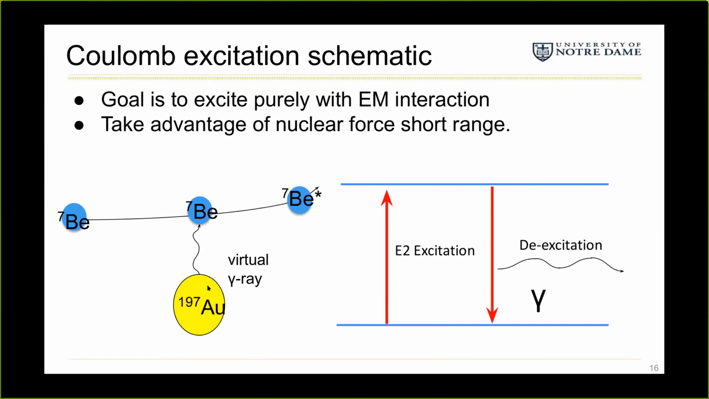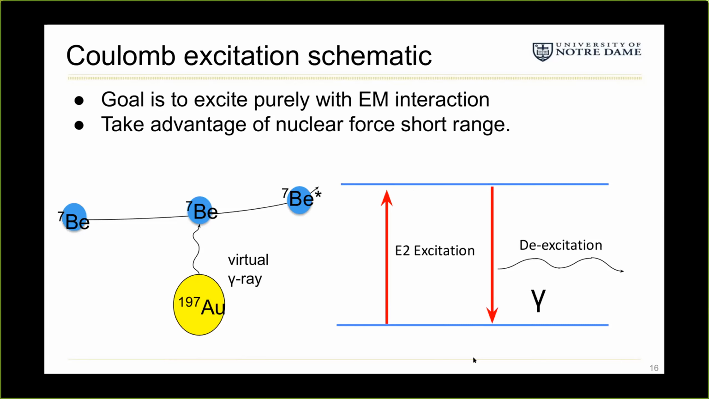Gold has a high Z number, so it has a high electric field that comes off of it. And there's some probability that the gold will emit a virtual gamma ray and excite the beryllium-7 nucleus. So in this schematic over here in this level diagram, this would be an E2 excitation up to an excited state, and then the beryllium-7 will de-excite by emitting a gamma ray.